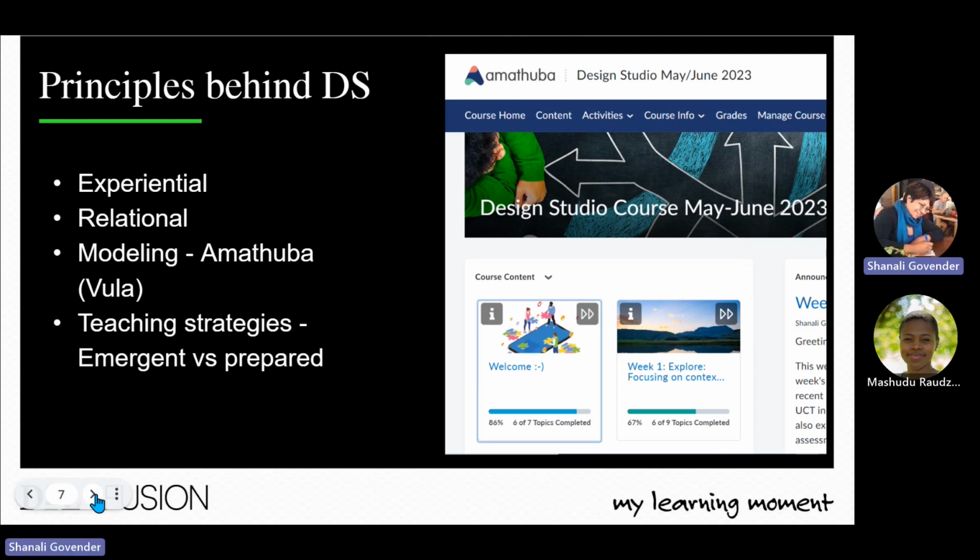Since Design Studio has moved on to Amathuba, however, we are back to a primarily face-to-face context with our learning management system being used for additional learning, and thus for many staff, rather than having a fully developed course site at the beginning of term, course sites become more emergent rather than pre-prepared. And so that was a principle that we adopted quite strongly behind the use of Design Studio this semester.